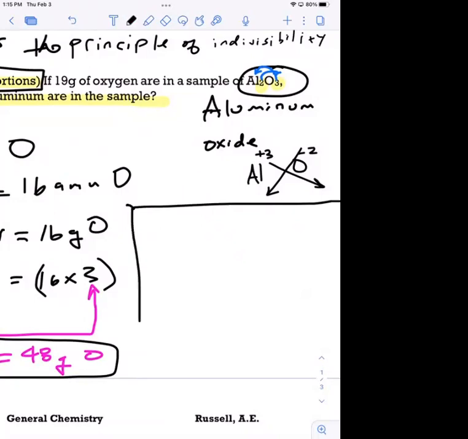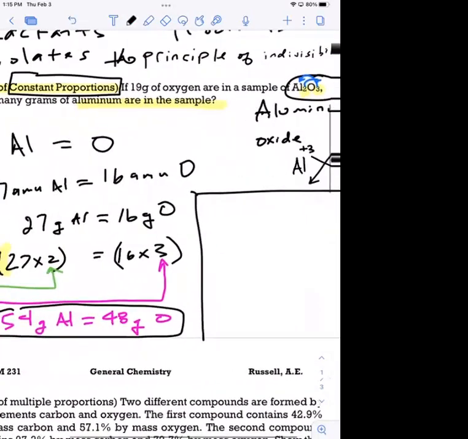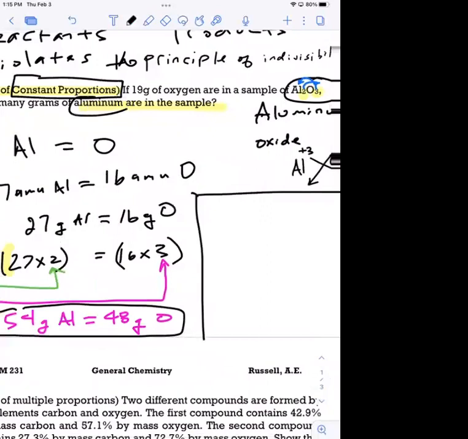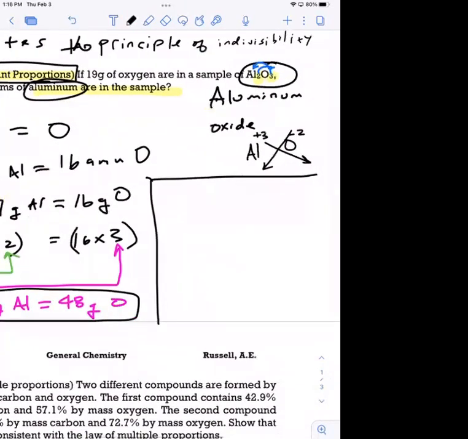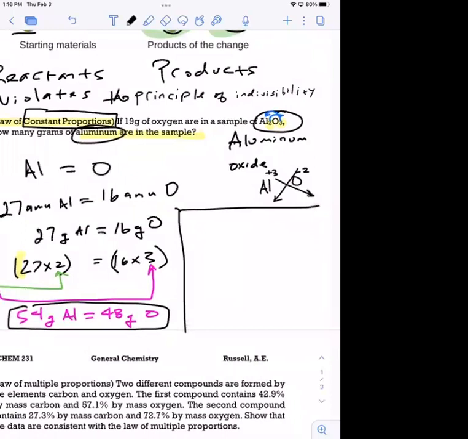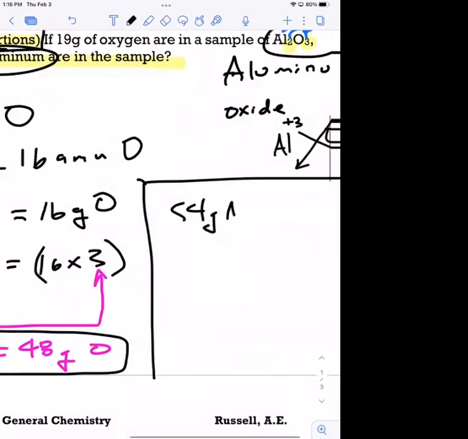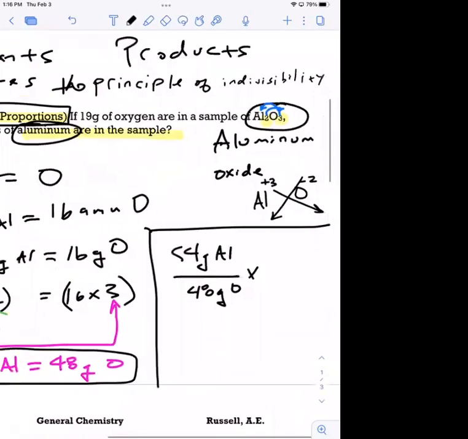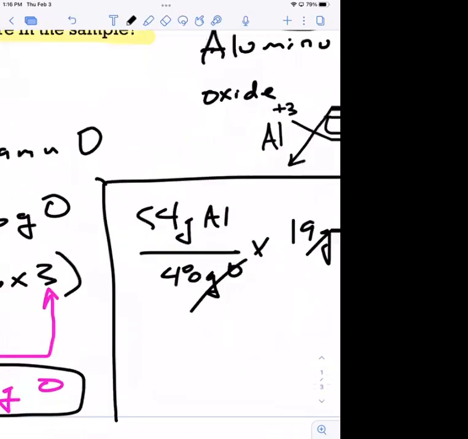How am I going to set that up? Because this is basically a conversion factor. I'm asked up here about grams of aluminum, and I have grams of oxygen. How am I going to set up the conversion factor? What number am I going to put on top? You'll put aluminum on top and then oxygen on the bottom. Okay, good. So 54 grams of aluminum over 48 grams of oxygen times 19 grams of oxygen. So the grams of oxygen is going to cancel.